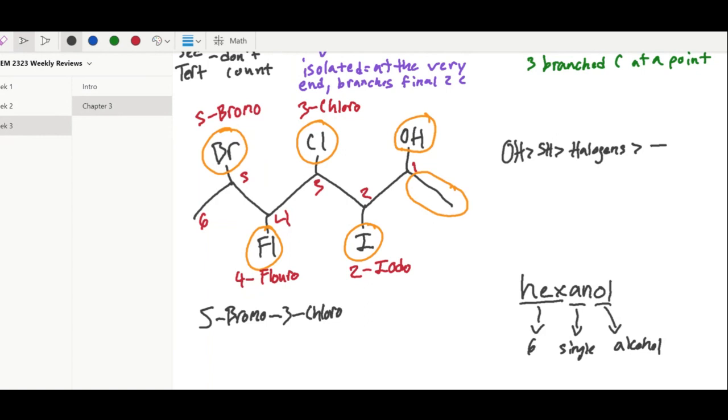And then after chlorine, it's going to be F, so 4-fluoro, 2-iodo, and then iodohexanol. So that is your full name of this compound, which contains halogens and alcohol, and we discussed the carbon. So we are missing our methanol group. So it's 1.